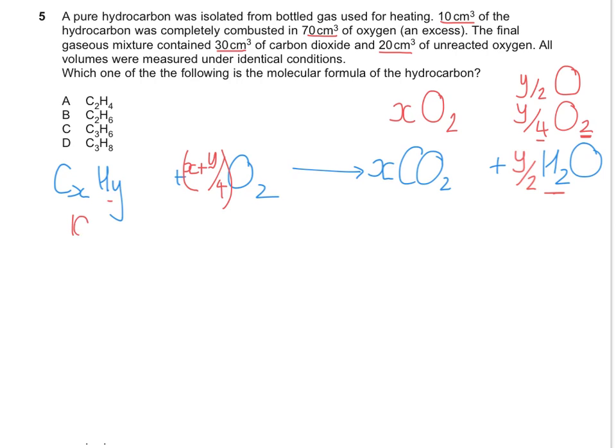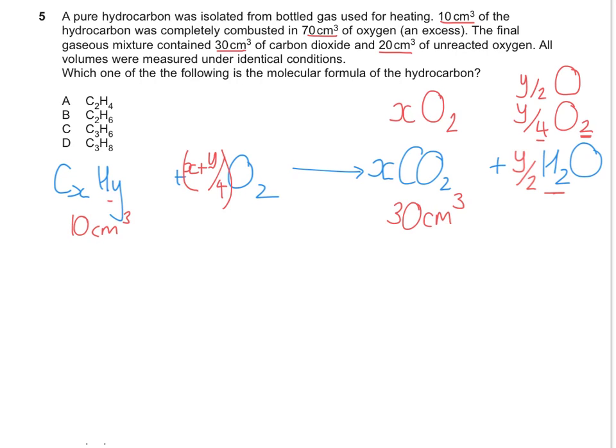So first of all, we know that 10 centimetres cubed of my hydrocarbon reacted. The next thing we know is that 30 centimetres cubed of carbon dioxide is produced. Now, how do we work out the volume of oxygen that reacted? Because we're not interested in the volume of oxygen that was added, we're interested in the volume of oxygen that actually reacted with the hydrocarbon.